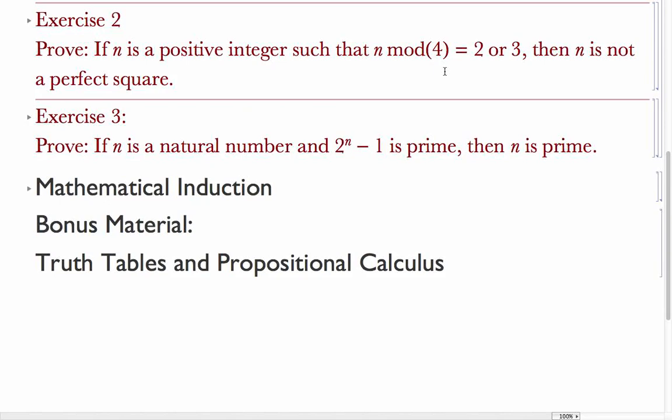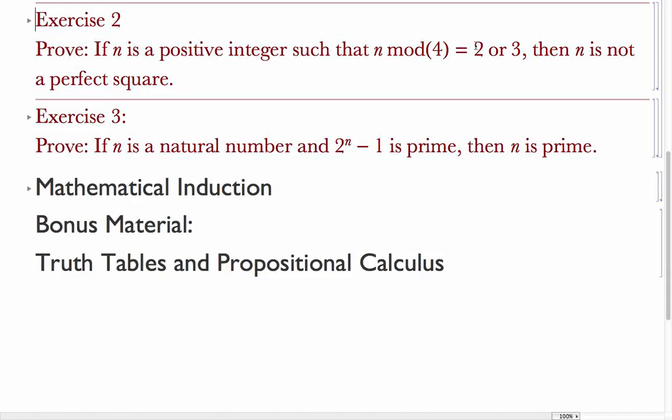So what we're saying here is if n is a positive integer such that the remainder when you divide n by 4 is 2 or 3, then n must not be a perfect square, and that's what we're asked to prove. And that's not an obvious thing to prove. So let's look at how we might go about doing that.